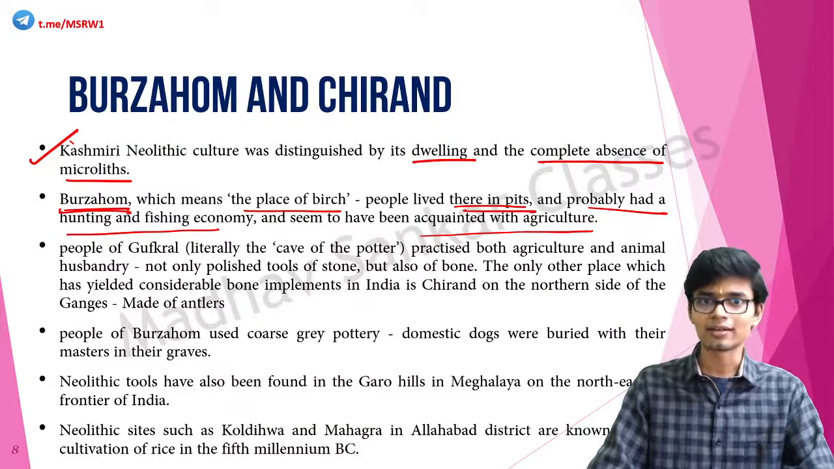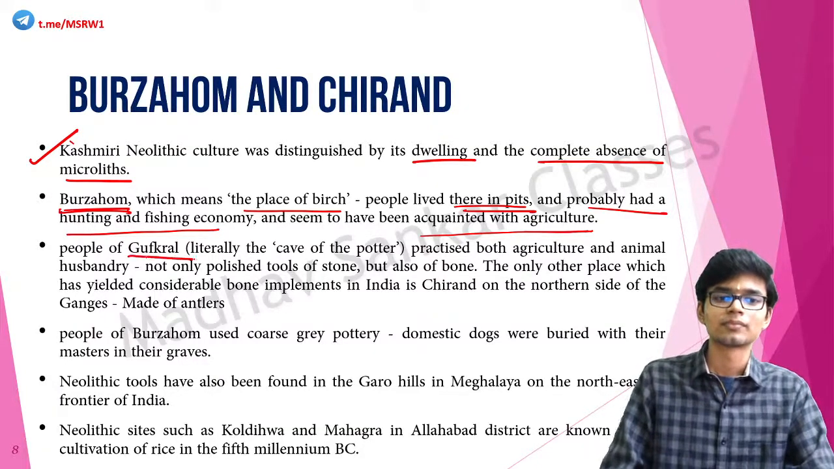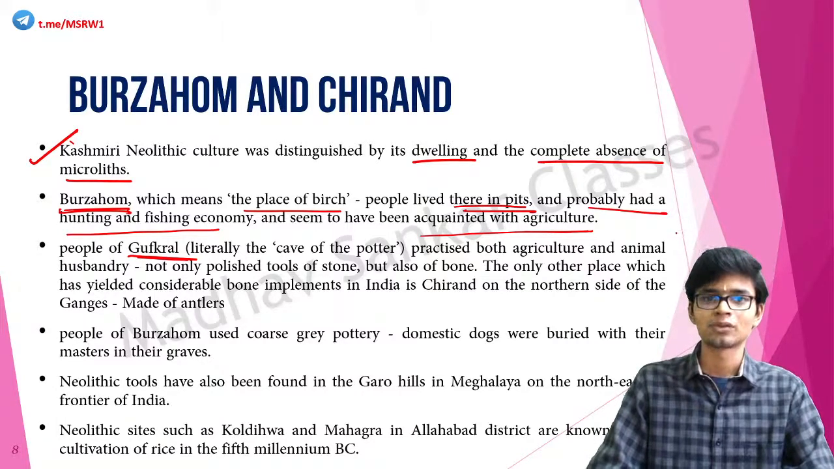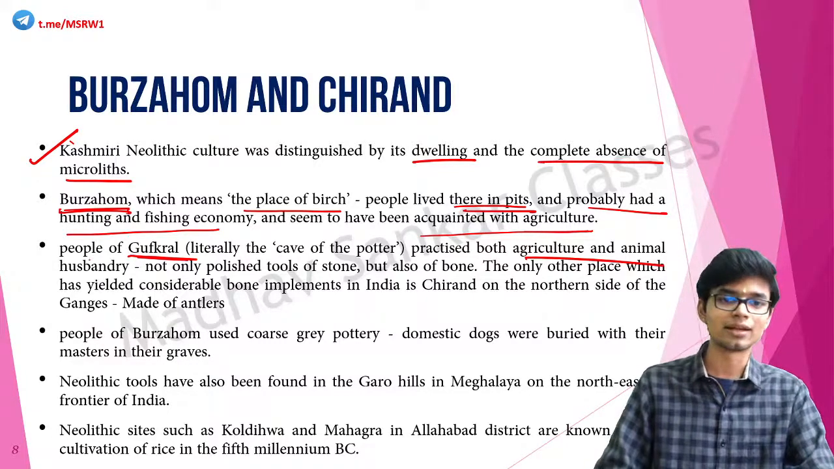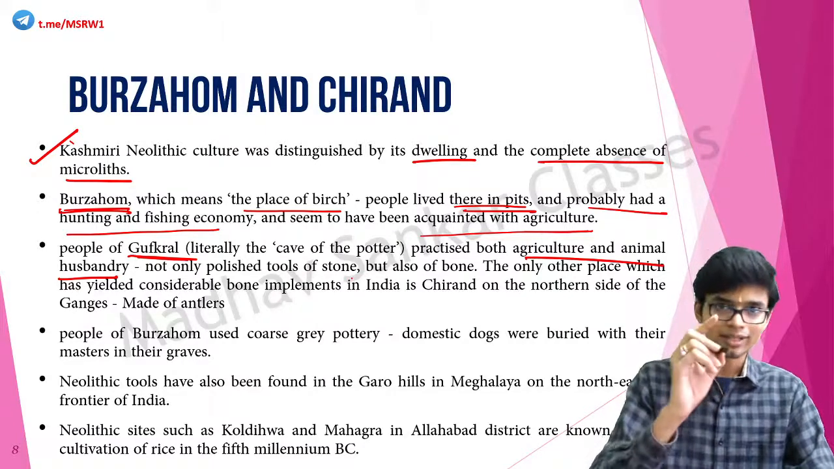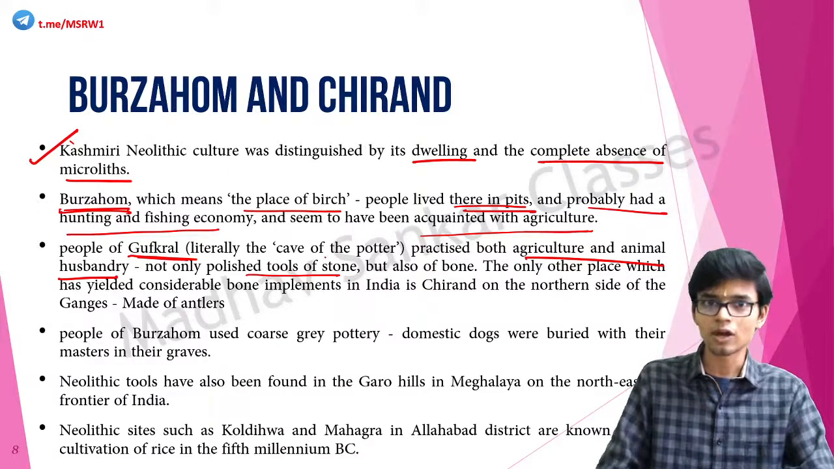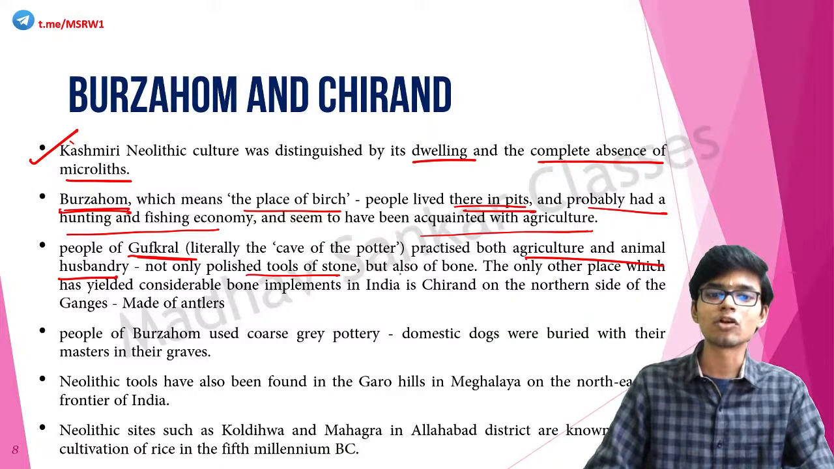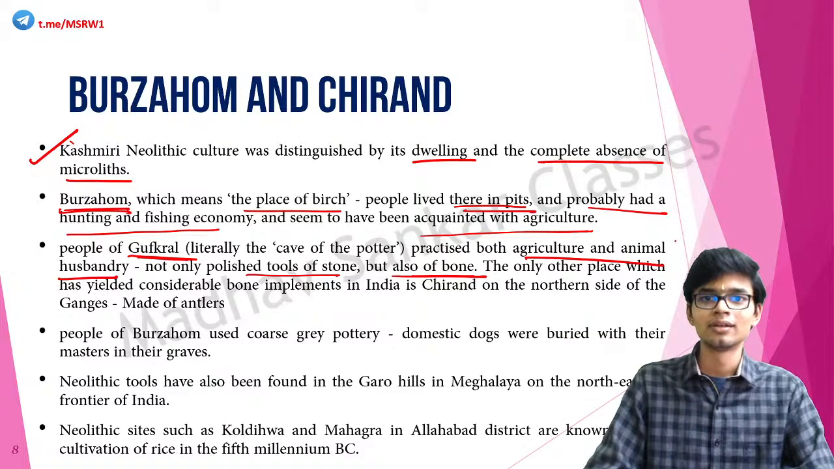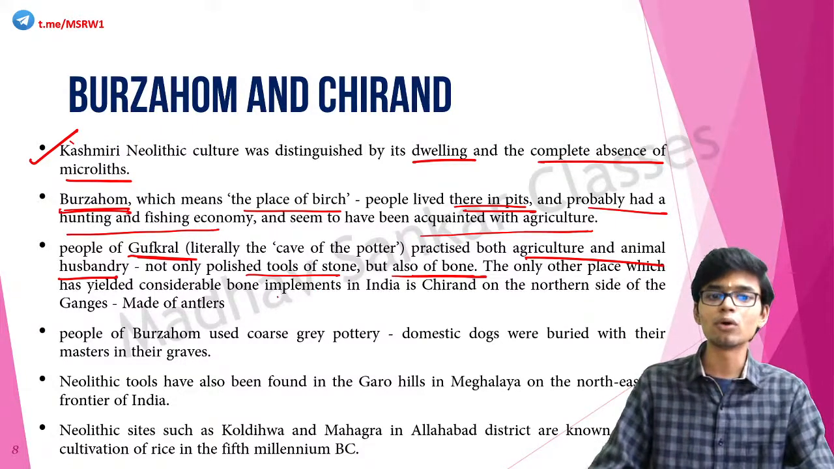Another very important site in Kashmir is Gufkral. Gufkral literally translates to the cave of the potter. Here also we find evidences of agriculture and animal husbandry. But the curious thing in this place, Gufkral, is that along with the stone tools, along with the polished stone tools that are a feature of Neolithic sites, we also find tools made of bones. The only other place in India that has yielded considerable bone implements is Chirand, which is located in Bihar.